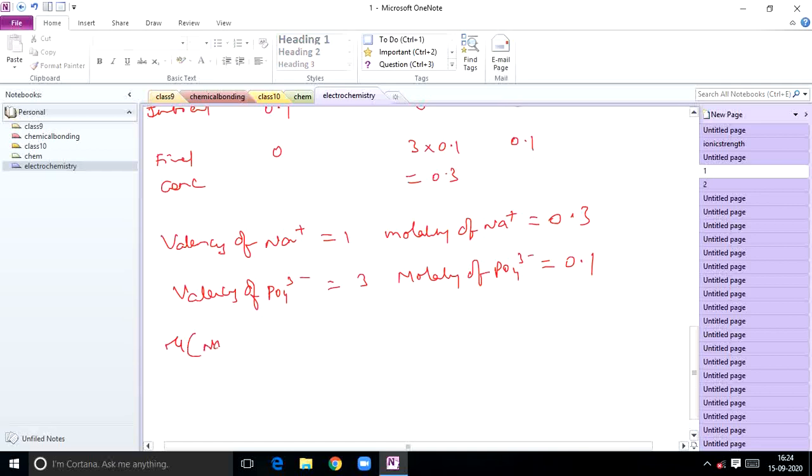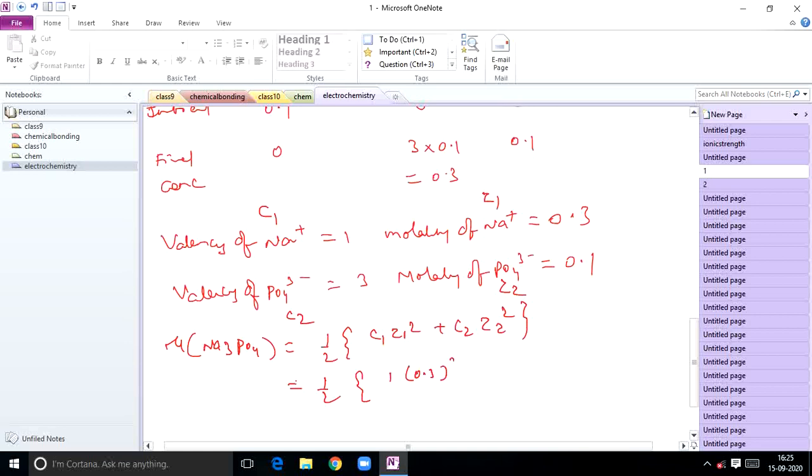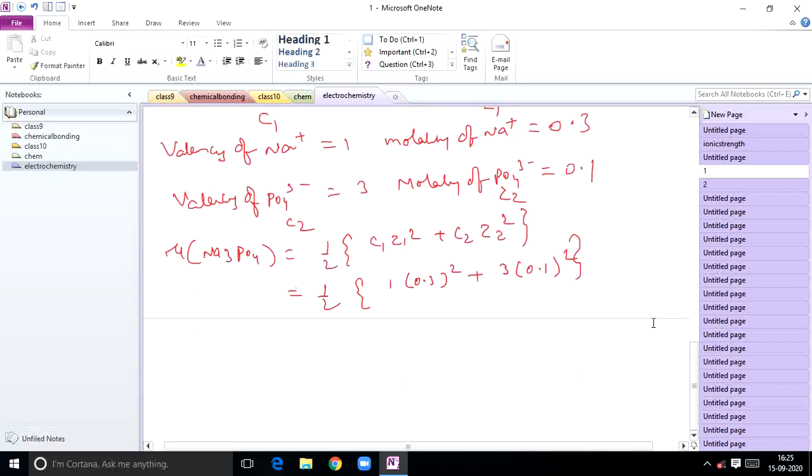Okay, now ionic strength of Na3PO4 is equal to half into, 2 ions only, C1 Z1 square plus C2 Z2 square. So anything you can take. If you consider this one as C1, this one as Z1, this one as C2, this one as Z2. Substitute here, half into C1 1 into 0.3 whole square plus C2 3 into 0.1 whole square. So substitute this. Finally, if you solve this one, how much you will get? 0.3 into 1 square.